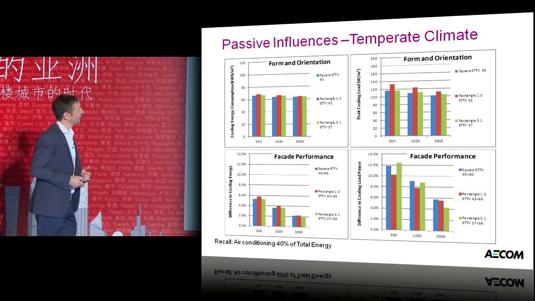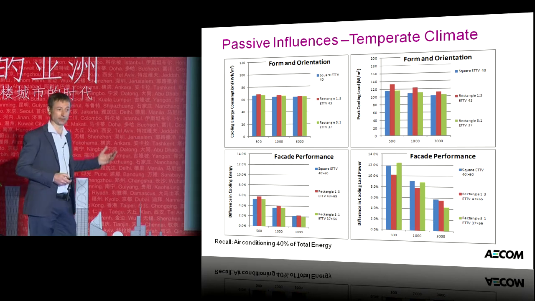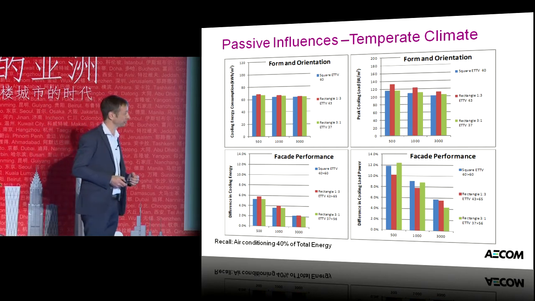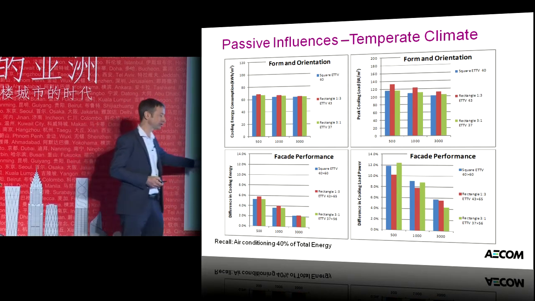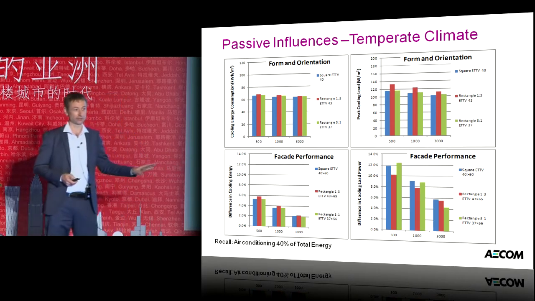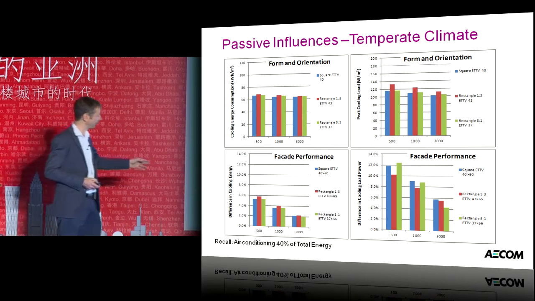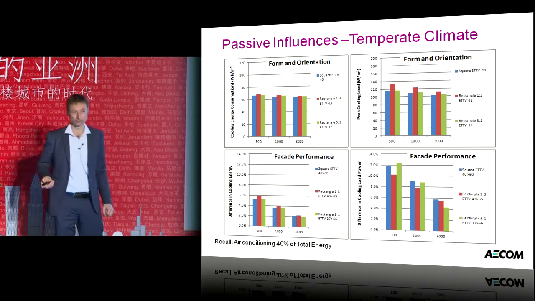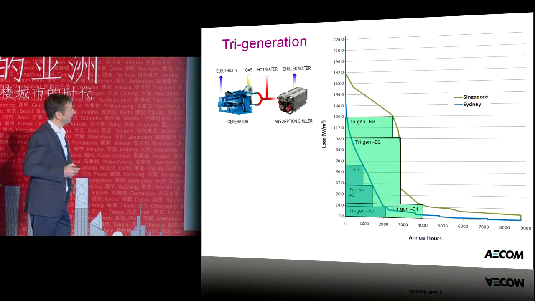And we did the same thing for the temperate climates as well. And so these, again, you can have a look through in the presentation. But it's a similar sort of trend down as your floor plate gets bigger, with very small numbers again when it comes to form, facade orientation, and facade performance. And of course, in the temperate climate, the air conditioning is only 40% of the total energy. One of the other options that we've looked at, one of the active things, is TriGeneration.